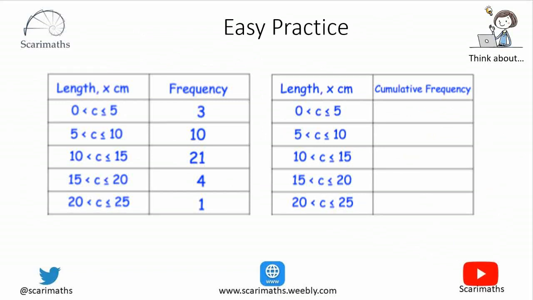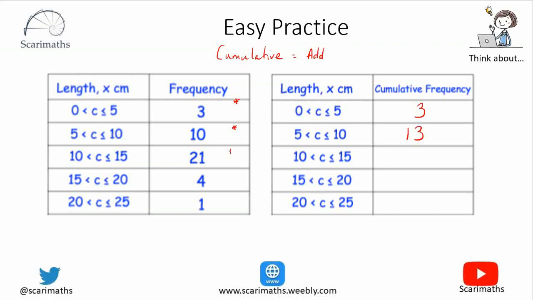Okay, cumulative actually means to add up. It accumulates, it builds up. So we're going to add up as we go along. If we start from the top here, the first one in our frequency is 3. So our cumulative frequency so far is 3. But in the next box it's 10, so adding that on to our previous total, we've got 10 plus 3 is 13.